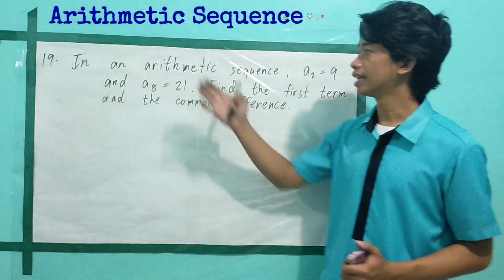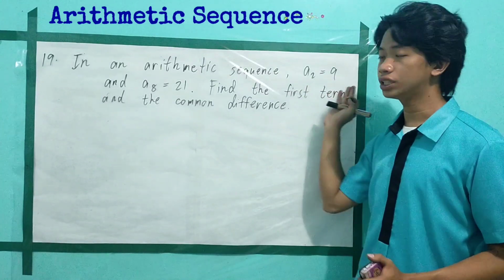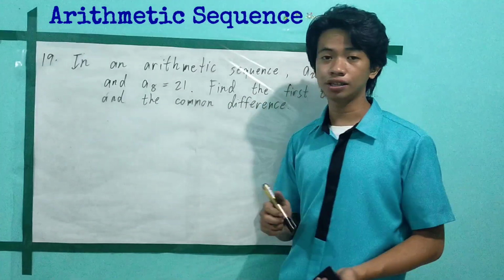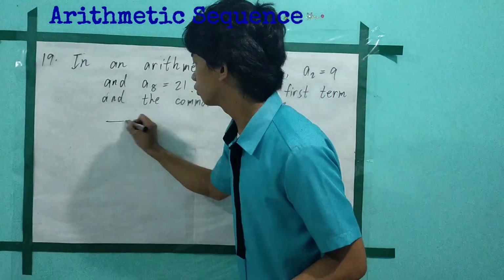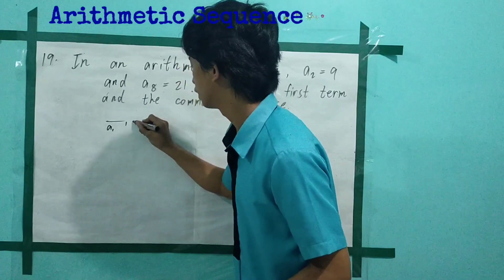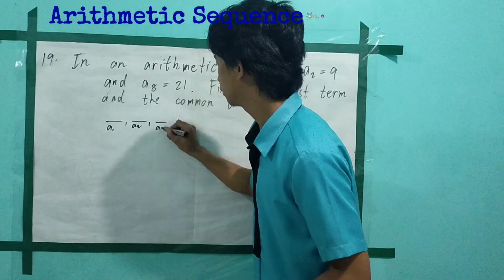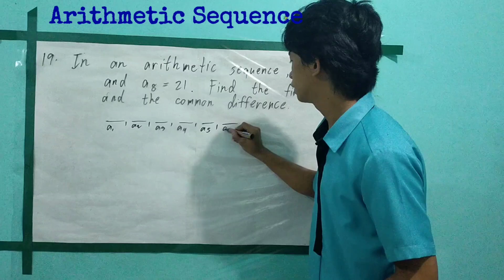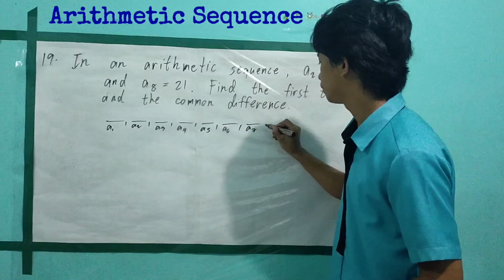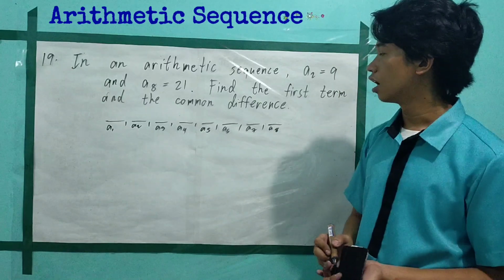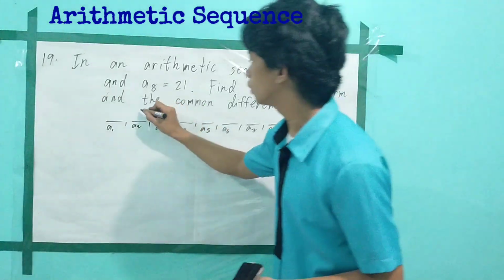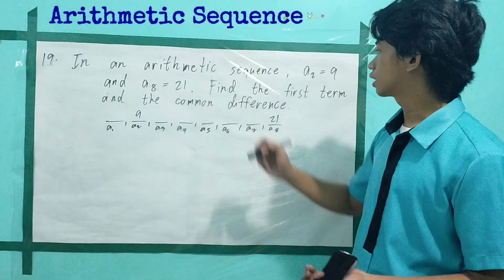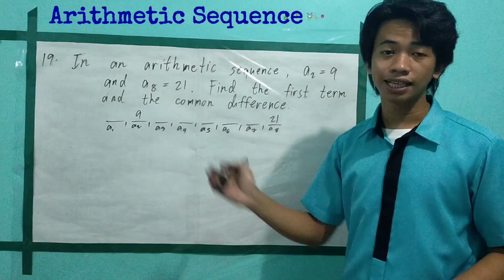Problem number 19. In an arithmetic sequence, a sub 2 is equal to 9 and a sub 8 is equal to 21. Find the first term and the common difference. So illustrate muna natin siya. A sub 1, a sub 2, a sub 3, a sub 4, a sub 5, a sub 6, a sub 7, a sub 8. Okay, ang given is a sub 2, we have 9. A sub 8, we have 21. So, ang tinatanong, find the first term and the common difference.